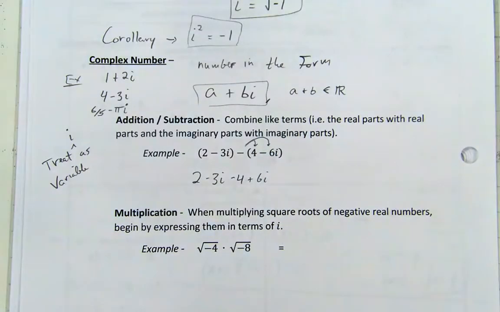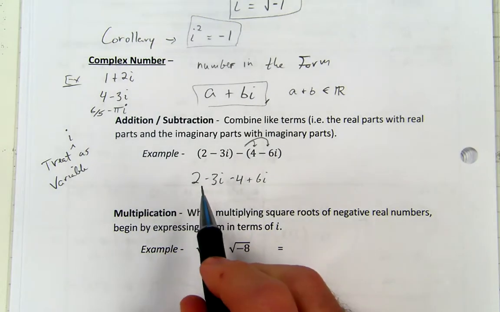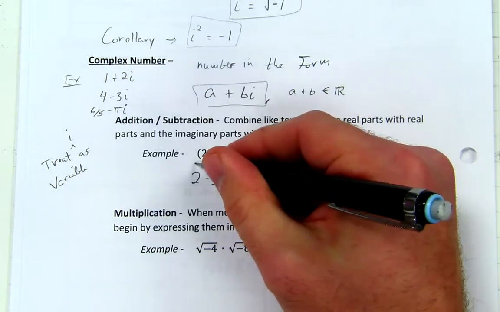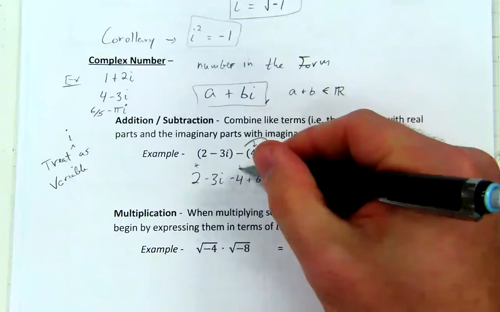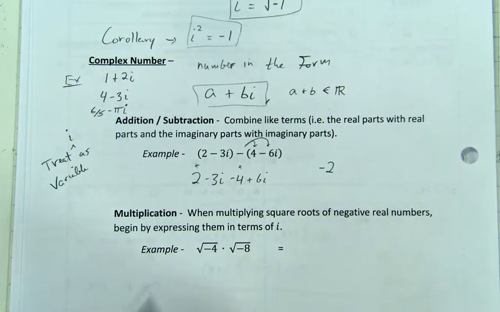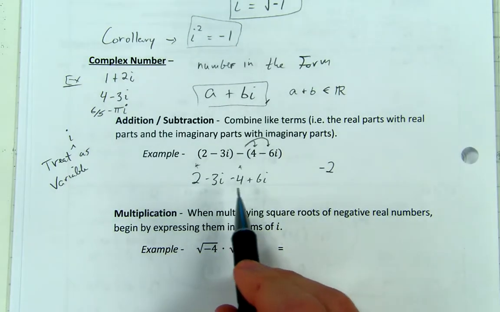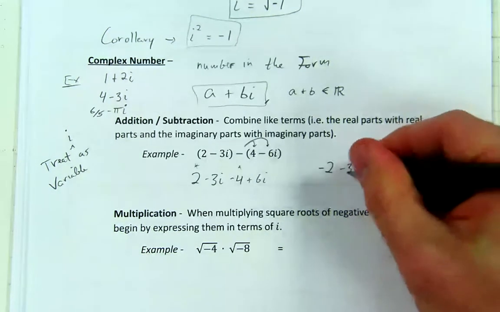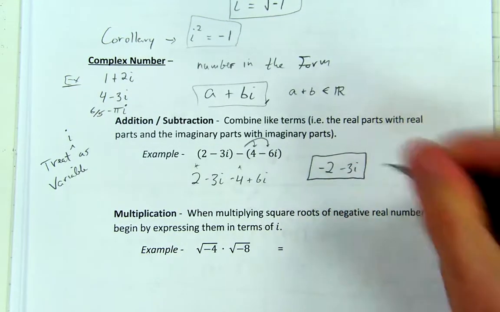Now if we combine like terms, we are going to get our answer here. The 2 and the -4 are the real parts, so we're going to combine this guy, and we're going to combine that guy. 2 minus 4 is -2. And then we're going to combine the second guy and the i parts together. So -3i plus 6i is 3i. And that is the answer.